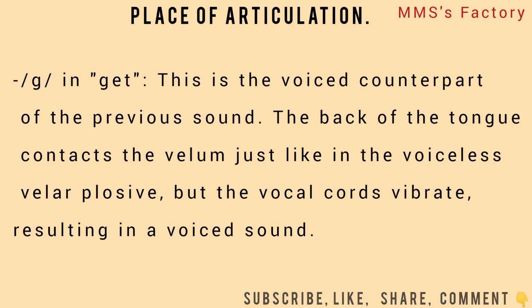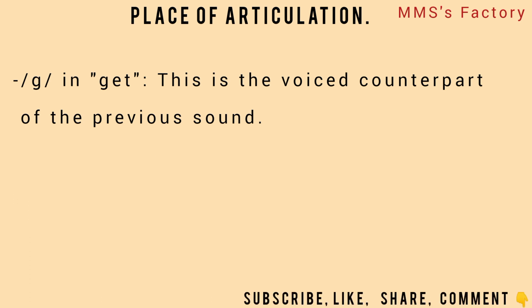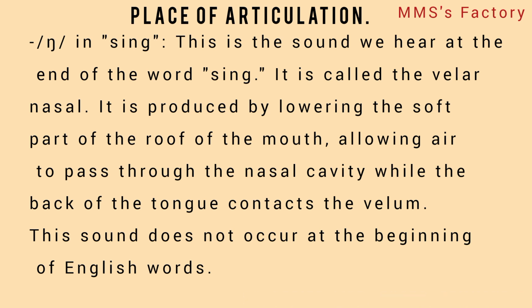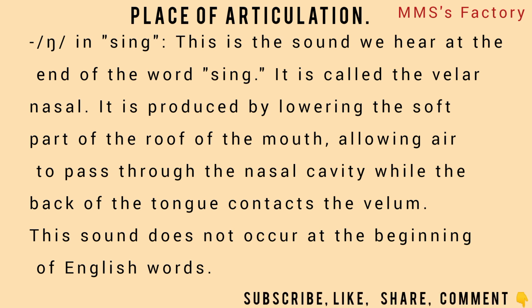G, in get. This is the voiced counterpart of the previous sound. The back of the tongue contacts the velum just like in the voiceless velar plosive, but the vocal cords vibrate, resulting in a voiced sound. In sing. This is the sound we hear at the end of the word sing. It is called the velar nasal. It is produced by lowering the soft part of the roof of the mouth, allowing air to pass through the nasal cavity while the back of the tongue contacts the velum. This sound does not occur at the beginning of English words.